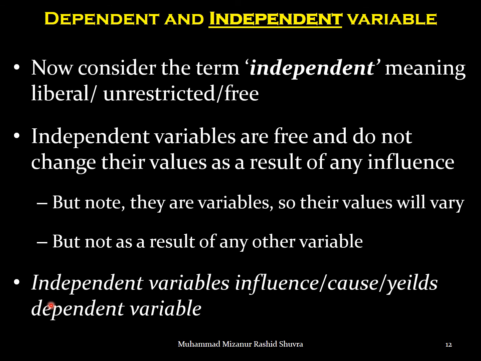Okay, so the bottom line is independent variables influence, cause, or yield dependent variables. That's always happening, and that's one way to identify which one is your independent variable. If you see something is making an effect, that something that is making an effect is your independent variable. For beginners, really, sometimes it's difficult to distinguish between dependent and independent variables. Frankly speaking, when I started studying statistics, I had a very hard time differentiating between dependent and independent variables and using them very, very accurately.